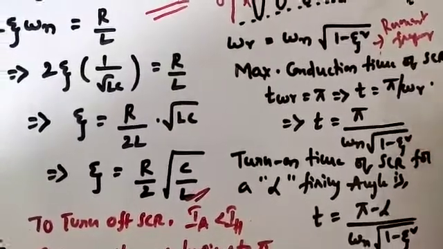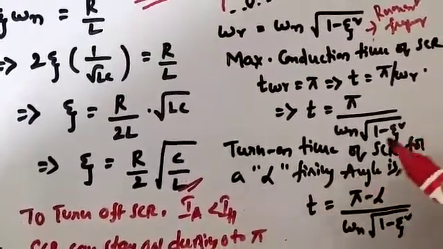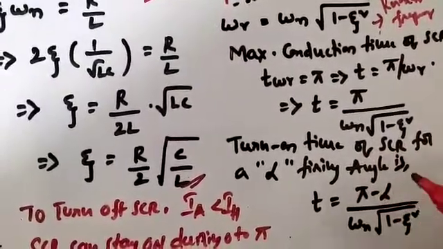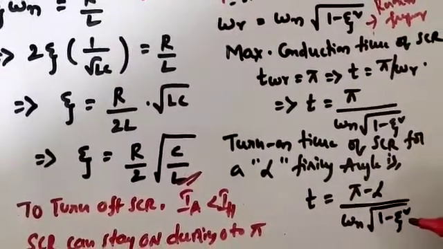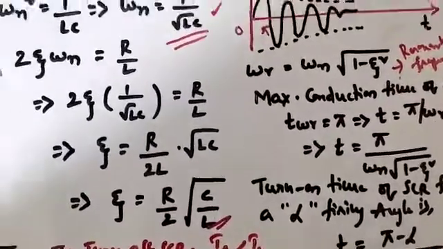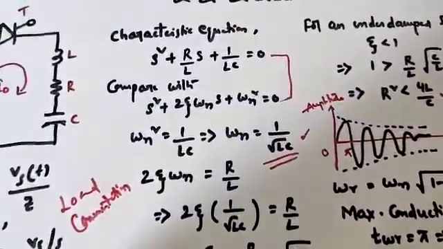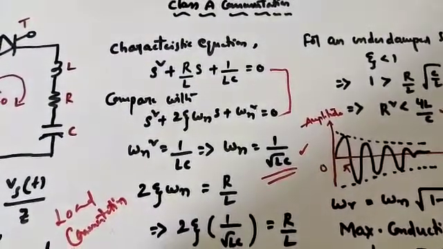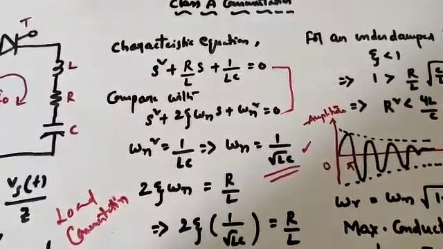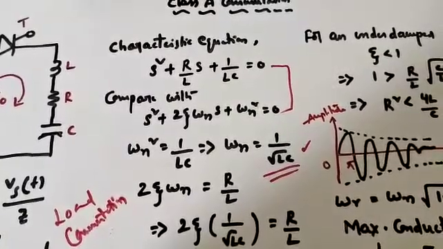So if I am going to apply some kind of firing angle alpha, then the turn on time of the SCR for firing angle alpha is given as T equal to (pi minus alpha) by omega n into 1 over root of 1 minus zeta square. So this much of mathematical analysis we are having in class A commutation, right? So let me discuss the waveforms of class A commutation.